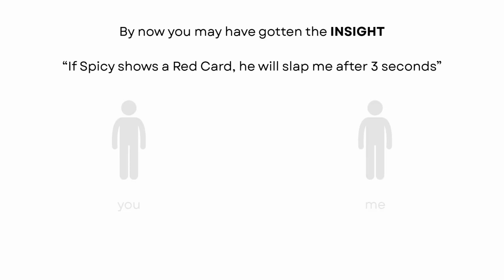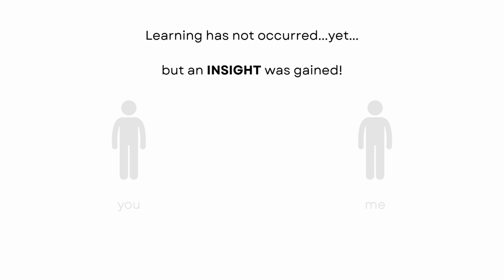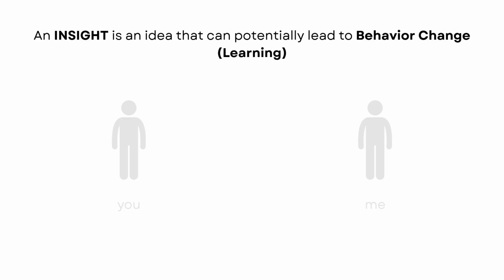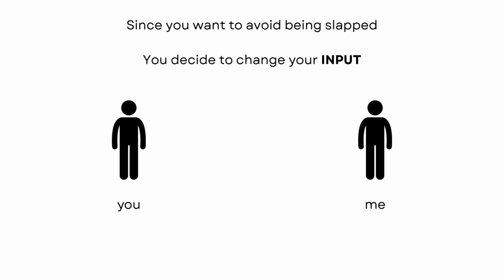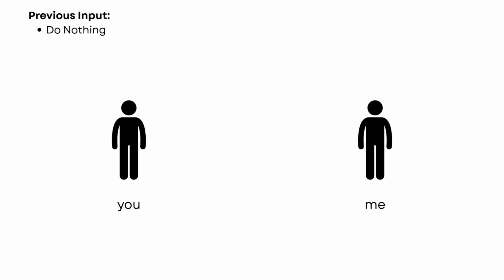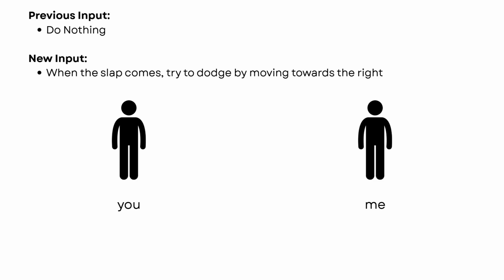So by now you may have gotten the insight, well, at least I hope you've gotten the insight, that if Spicy shows a red card, he will probably slap me after 3 seconds. Okay, so learning has not occurred yet, but an insight was gained. Okay, an insight is an idea that can potentially lead to behavior change or learning. So another word for insight that you might recognize is you got an aha moment, or you got a realization. And since you want to avoid being slapped, because being slapped is no fun, you decide to change your input. So the previous input is do nothing, and your new input is when the slap comes, try to dodge it by moving towards the right.